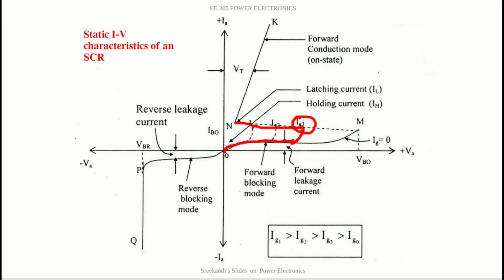Now what if you are applying a larger current IG2? Then this is the path taken, and it will take only up to this point. Okay, the forward blocking mode voltage will only reach this point before it gets turned on. And if you are applying IG1, it will turn on at this point.